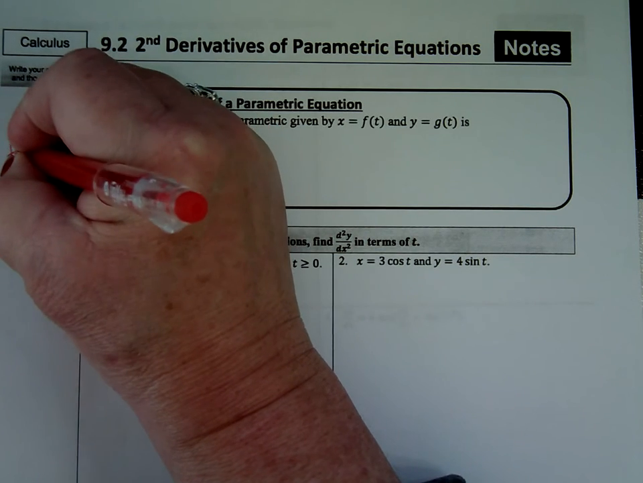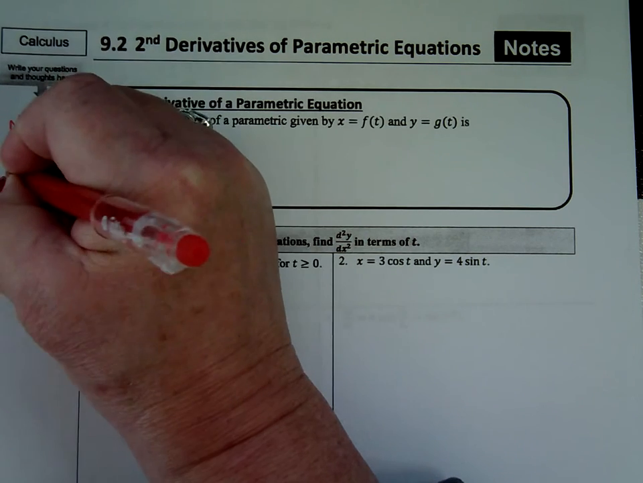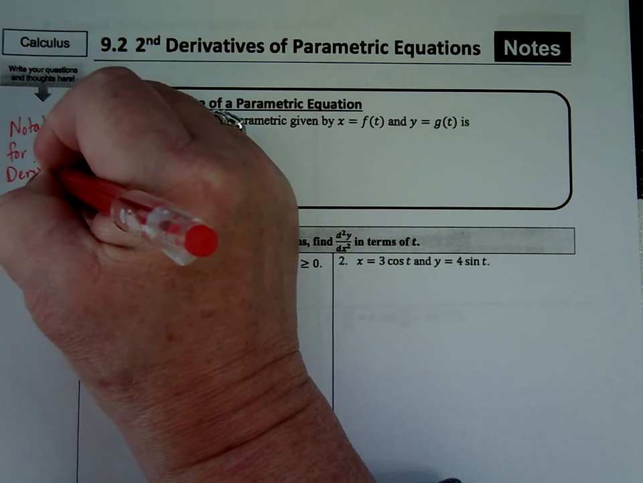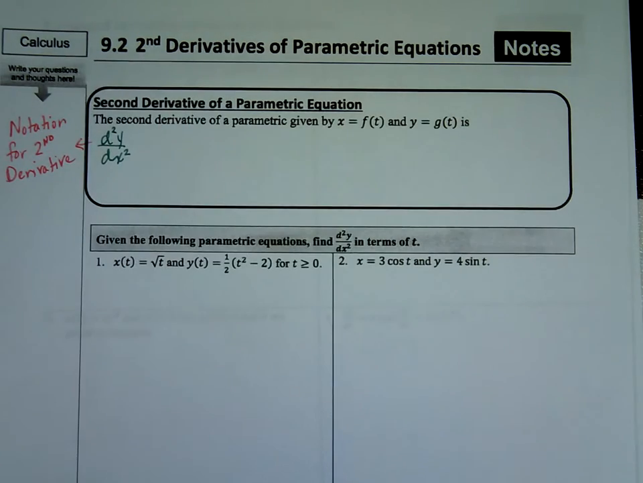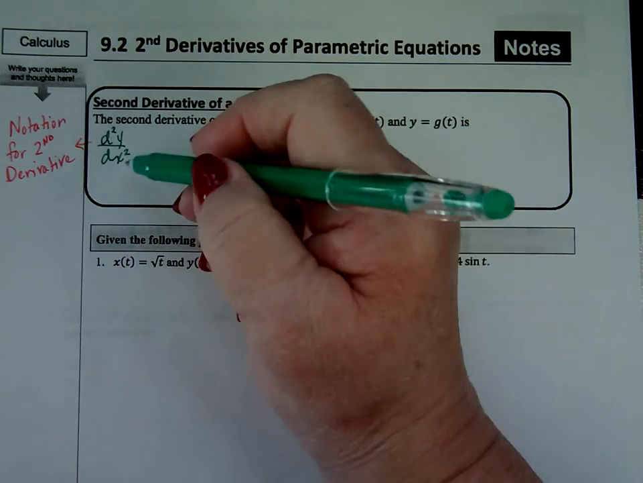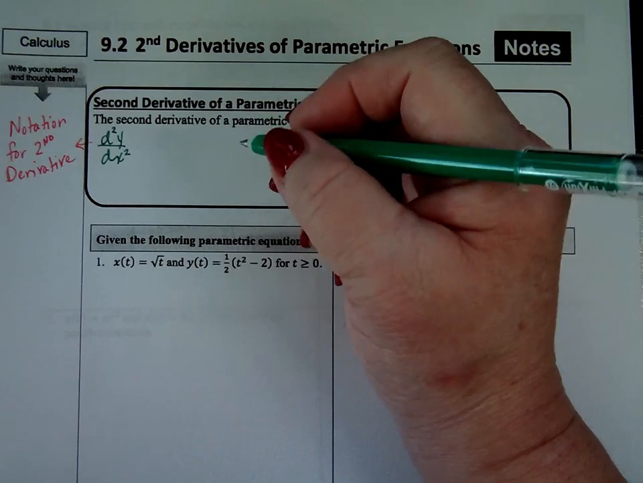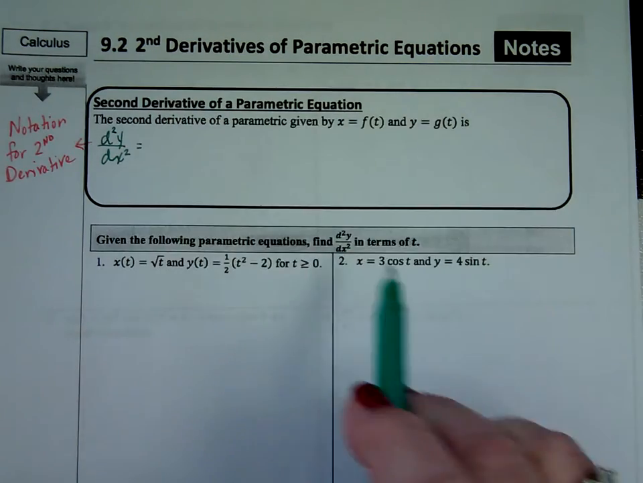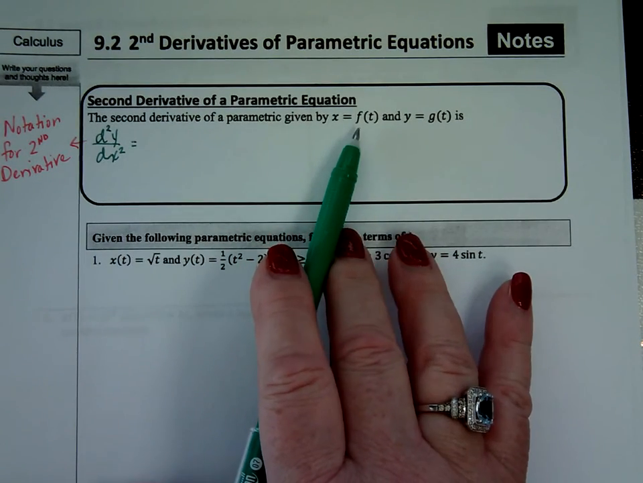Notation for the second derivative. In case you haven't seen it for a while and you forget, if you've got a 3 there, it's a third derivative, and so on down the line. Okay, so here's what you need to do to find the second derivative of a parametric function.